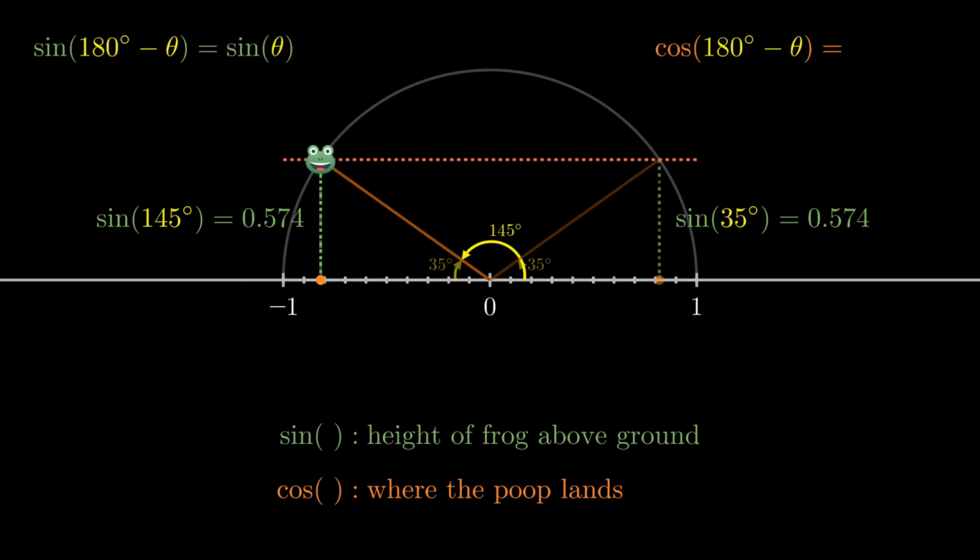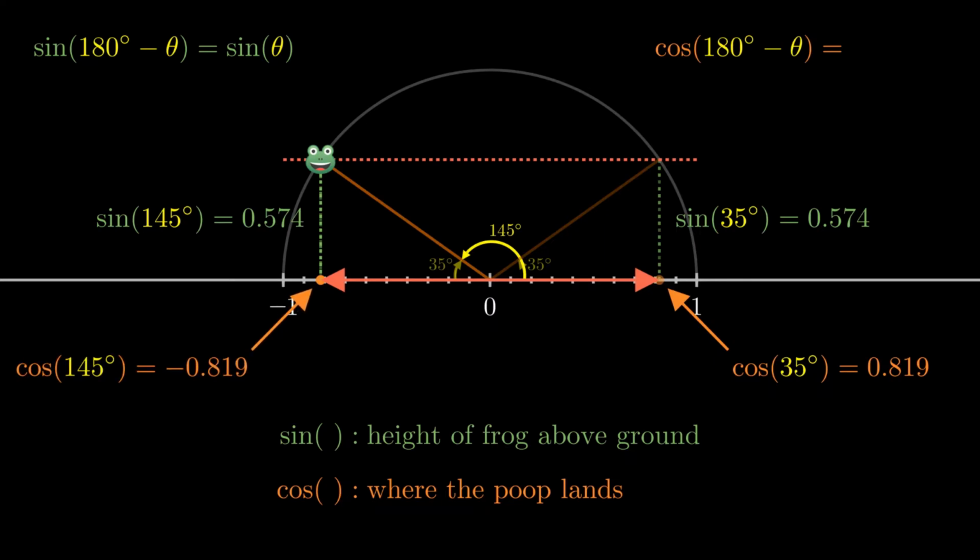Then for cosine, the number on the number line here is what cosine measures, and for the poop on the other side, it's the same number, just pointing to the left. So whatever angle we started with, again 35 degrees in this case, cosine of 180 minus that angle, so 145 degrees now, should be the same number, just negative. So in general, cosine of 180 minus theta is the same number as cosine theta, just turned negative.